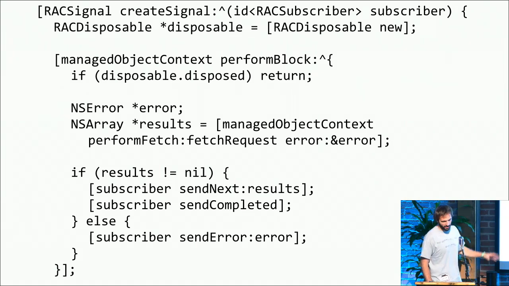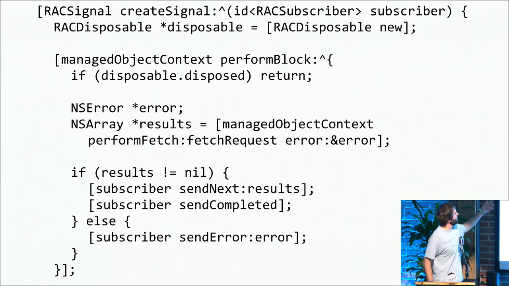So sorry, now we're going to get into a lot of code, I apologize, but to do the same thing with a signal API, we basically wrap a lot of the same code. You've got the same fetch request, perform request there, but now we're adding in some RAC items. So we've got a disposable at the top, and first thing we do inside the block is we check to see if it's been disposed, and if so, we just return. We don't want to do the fetch request anymore.